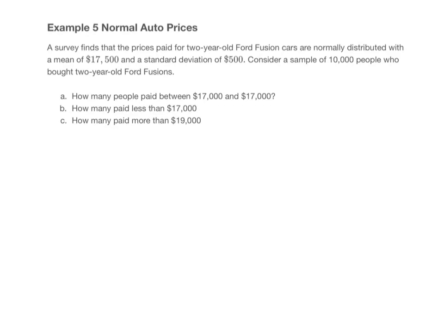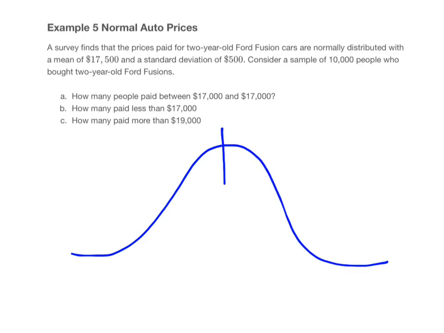A survey finds that the prices paid for 2-year-old Ford Fusion cars are normally distributed with a mean of $17,500 and a standard deviation of $500. Let's consider a sample of 10,000 people and then answer some of these questions. All right, so let's draw a picture. We'll draw a normal distribution, and the mean is 17,500, and then a standard deviation of $500.